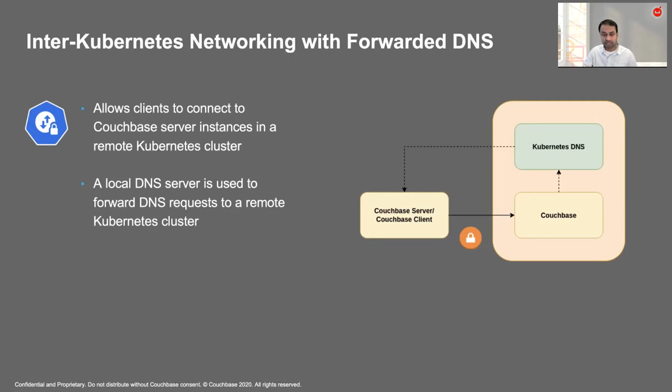Again, even in this case, the client can use endpoint DNS entries to connect to individual Couchbase nodes. And stable service discovery is provided by the service records, SRV records. Again, the communication here can be secured using TLS as well. So this is inter-Kubernetes networking with forwarded DNS, which uses a concept called router networking.